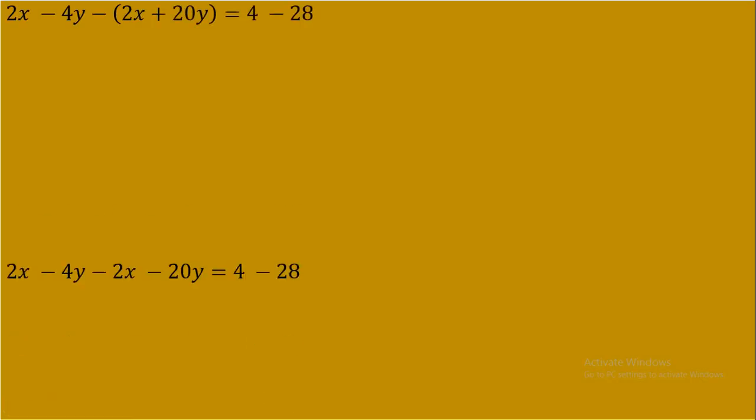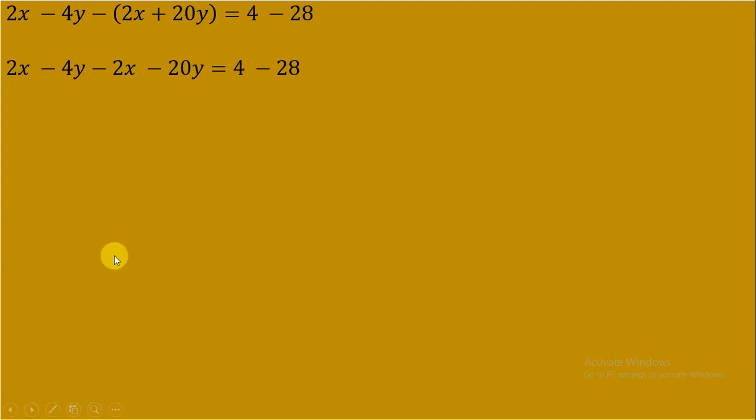Now, by the time you open the bracket, do not forget your rule of sign. This is 2x minus 4y minus 2x. Minus times plus is minus. Be careful at that point. Don't forget your rule of sign. Minus times minus is equal to plus. Minus times plus is equal to minus. Plus times minus is equal to minus. Plus times plus is equal to plus. This rule of sign is very important, which is equal to 4 minus 28.